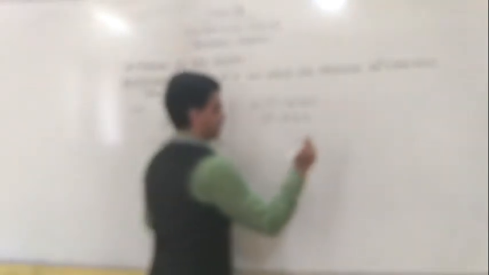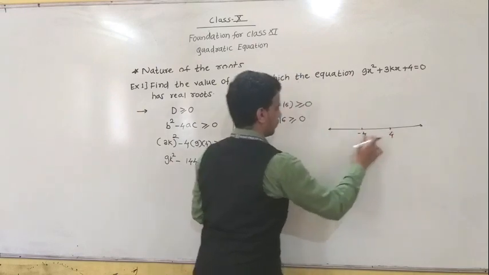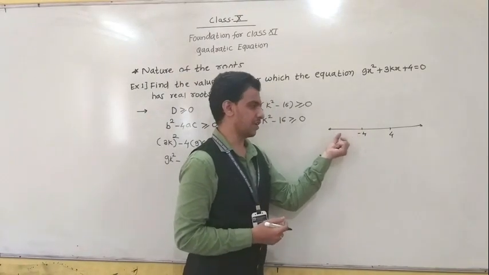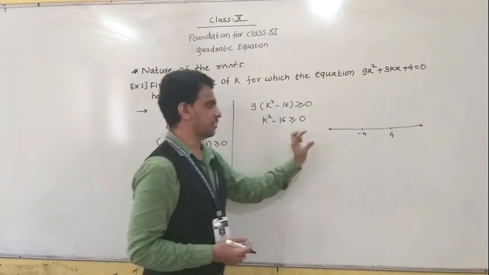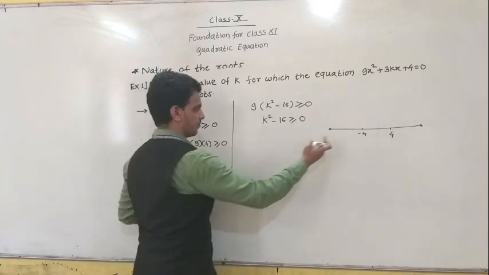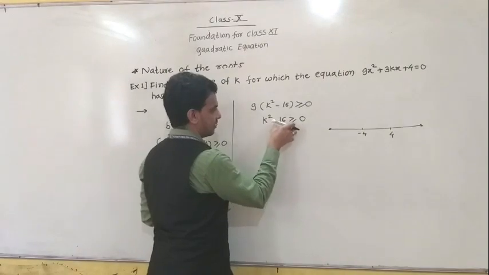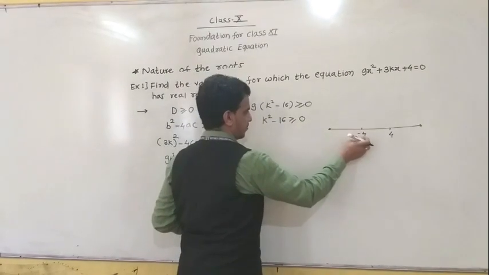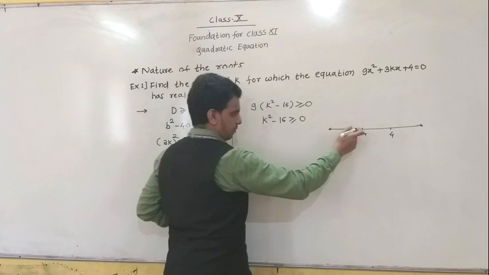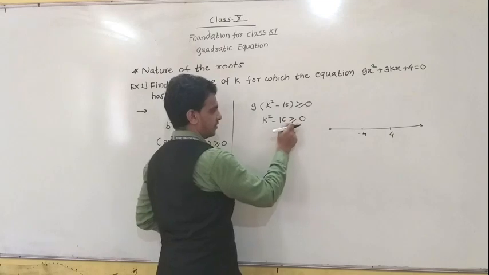Okay. So if we see this number line, and I'm dealing with minus 4 and 4, if we take values of k which are less than minus 4, including minus 4, meaning minus 4, minus 5, minus 6 and so on, then this inequality is satisfied. If I'm taking minus 4, minus 4 square is 16, 16 minus 16 is equal to 0. If I'm taking minus 5, minus 5 square is 25, 25 minus 16 is 9, so 9 greater than 0.